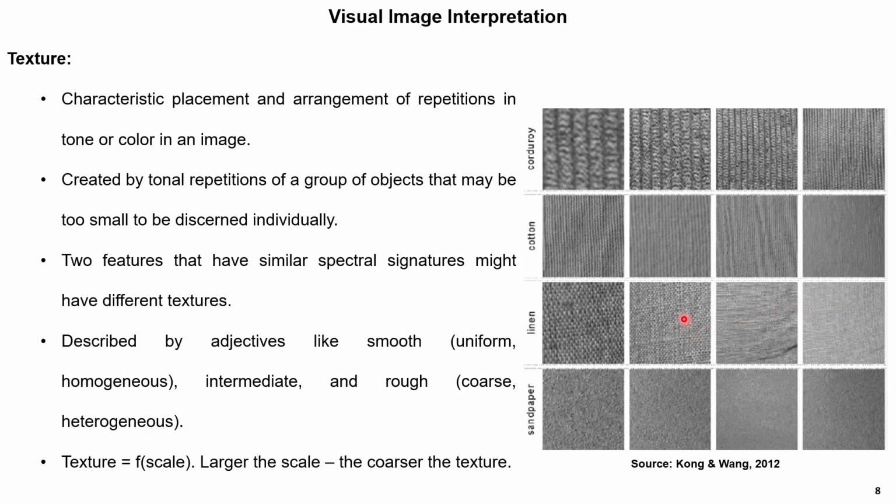So next is the texture. By definition, we can define texture as the characteristic placement and arrangement of repetition in tone or color. So we have different types of texture. This is one particular image which I have taken from one literature. This is at a low altitude, and as we move to the right, it is going up and up. So it is captured from different altitudes for the same place.